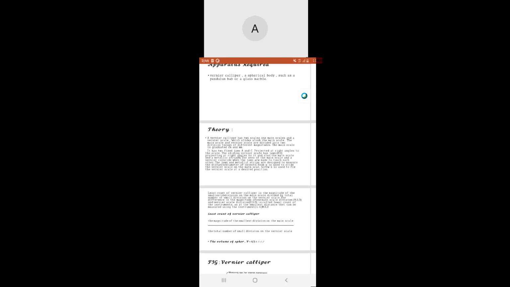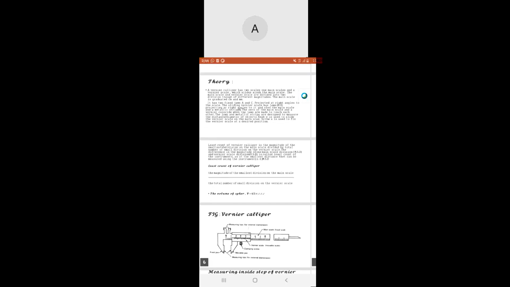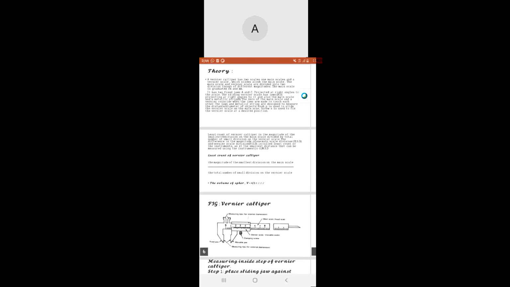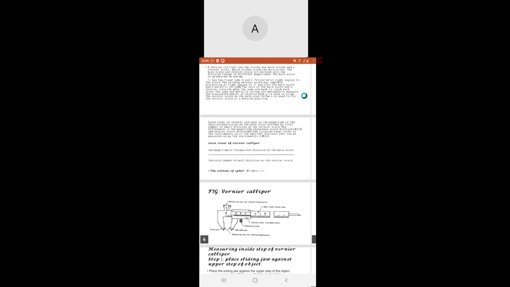The sliding Vernier scale has jaws B and D and a metallic strip. The zero of the main scale and the Vernier scale coincide when the jaws are made to touch each other. The jaws and metallic strip are designed to measure the diameter of an object. Knob P is used to slide the Vernier scale on the main scale. Screw S is used to fix the Vernier scale at the desired position. Least count of Vernier caliper is the magnitude of the smallest division on the main scale divided by the number of small divisions on the Vernier scale.